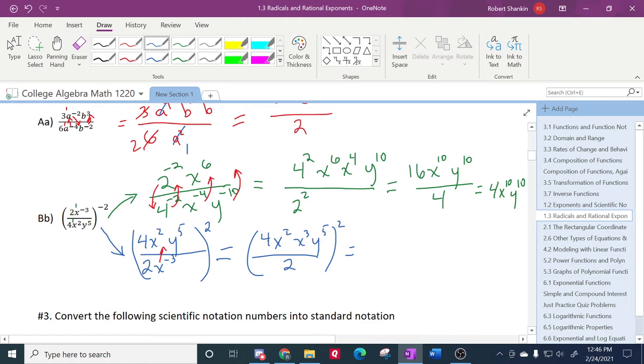And then I'm going to reduce the 4 over the 2. It becomes 2x to the 5th, y to the 5th over 1, squared. And I'm still going to get exactly the same thing. Square the 2 and you get 4. Power to a power, we multiply: x to the 10th. Power to a power, multiply: y to the 10th. In the end, I'm going to get exactly the same thing, but there are different ways you can approach this.